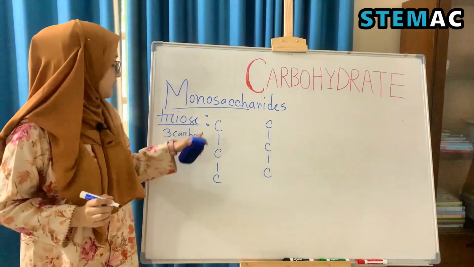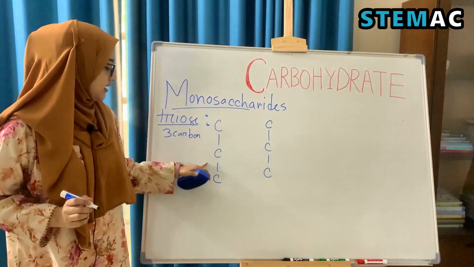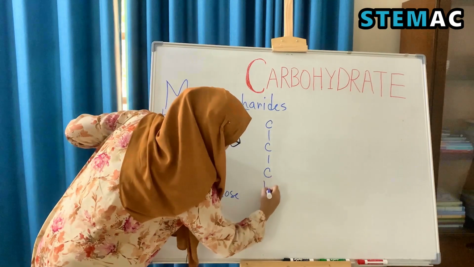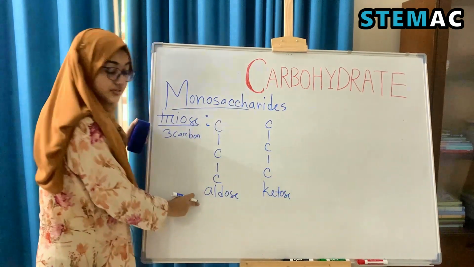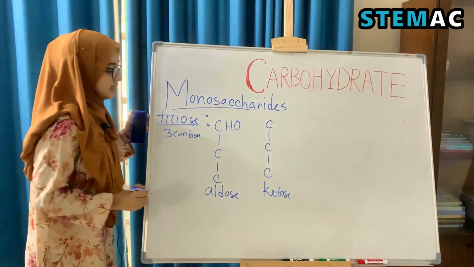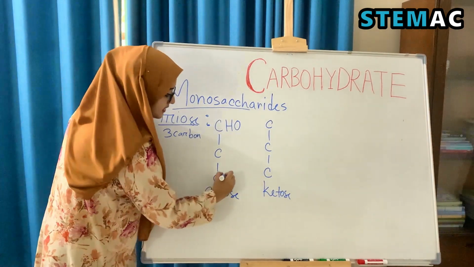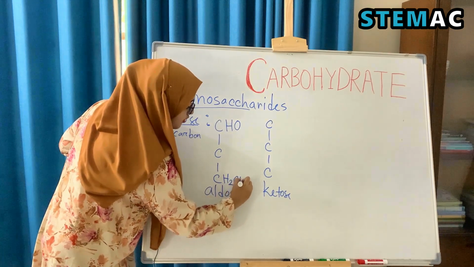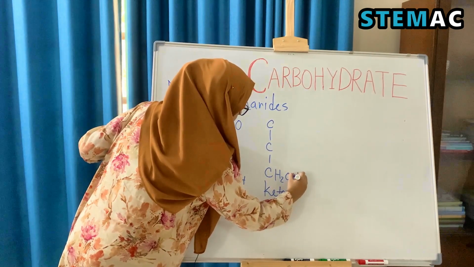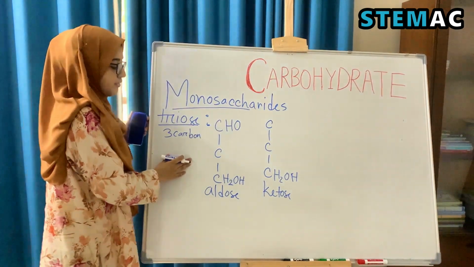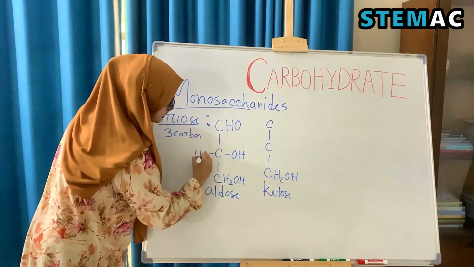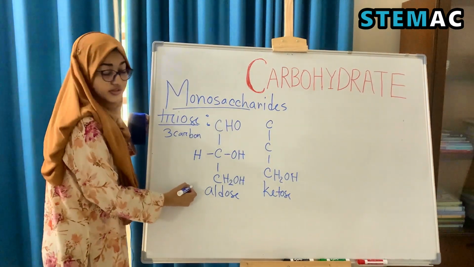To write the structure, we first have to give 3 carbons in a chain structure. Let's say this is an aldose and this is a ketose. For the aldose, we have to give an aldehyde group at the first carbon. And a common thing in both structures is that the last carbon will be CH2OH, for both aldose and ketose. And for the aldose, the middle carbon will have a hydroxyl at the right arm and hydrogen at the left arm. This aldose is called glyceraldehyde.